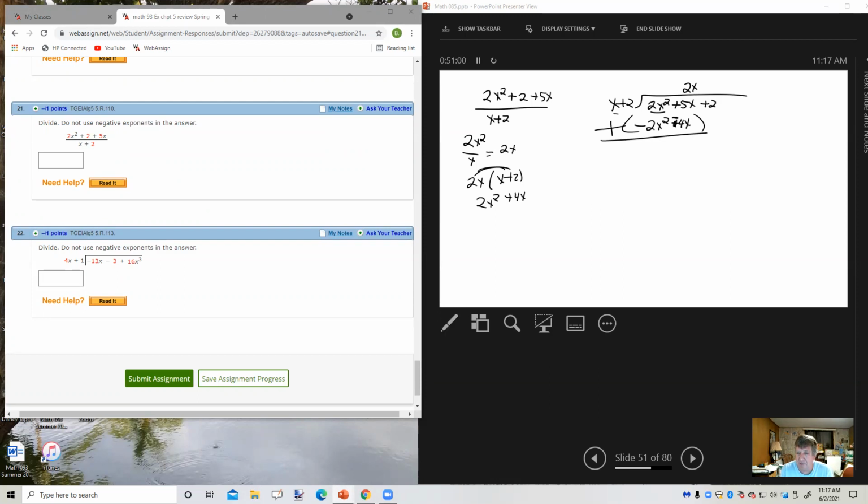2x squared plus negative 2x squared is 0. 5x plus negative 4x is 1x, and bring down the next term, plus 2. Start over, leading term divided by leading term. X divided by x is 1, so plus 1. Then we take the 1 times the divisor, and we get x plus 2. We're going to subtract that from what's up above, change it to addition of the opposite, add them up, we get 0 and 0. So the final answer, no remainder, just 2x plus 1.